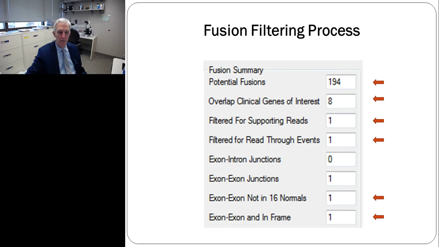Only 1 had 5 or more supporting reads. It was also not a read-through event, which means occasionally you see transcription reading through genes, going from one gene to the next, and those can appear as artifacts. So that wasn't the case here. We didn't observe this particular fusion in any normal specimens, so it's not a benign thing. And finally, it was in frame. So bottom line is 194 fusions whittled down to 1 real fusion.